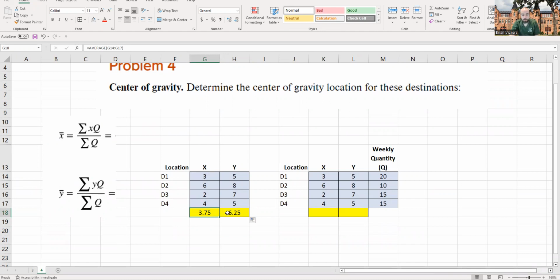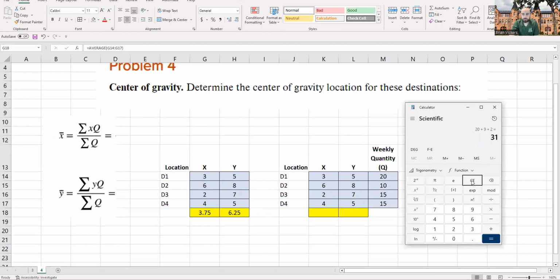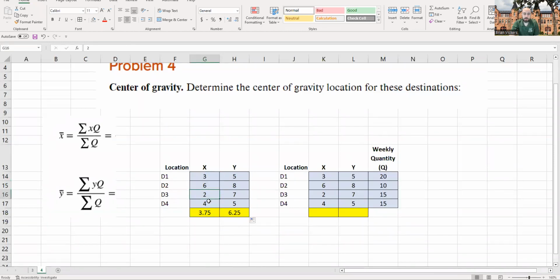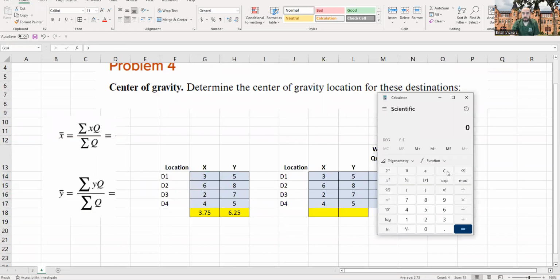That'd be done, right? Doing it by hand, you're going to want to do 3 plus 6 plus 2 plus 4, and then divide by 4. You're dividing by 4 because there's 4 destination inputs. You're averaging out those numbers still. 3 plus 6 plus 2 plus 4 equals 15. Divided by 4 is 3.75. Okay. Now you can write down your X coordinate.